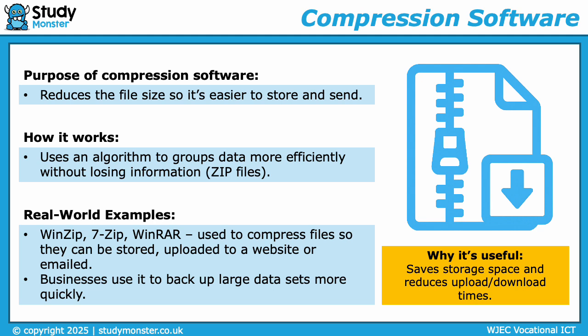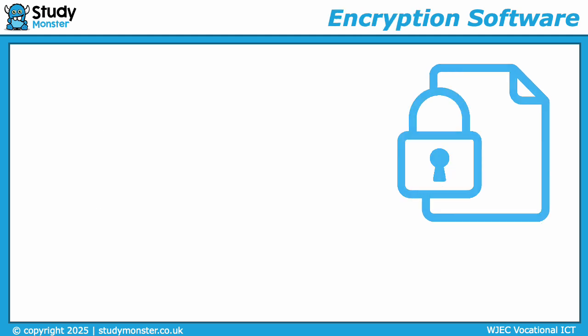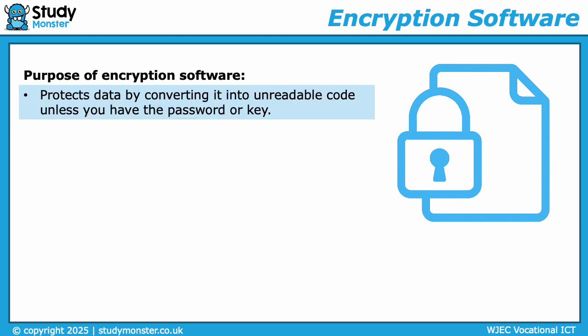So if you need to email that file to a client or to a friend or to a colleague, and it's a bit too big, you can use compression software to make that file a little bit smaller and hopefully send it on its way. Encryption software is our next one.